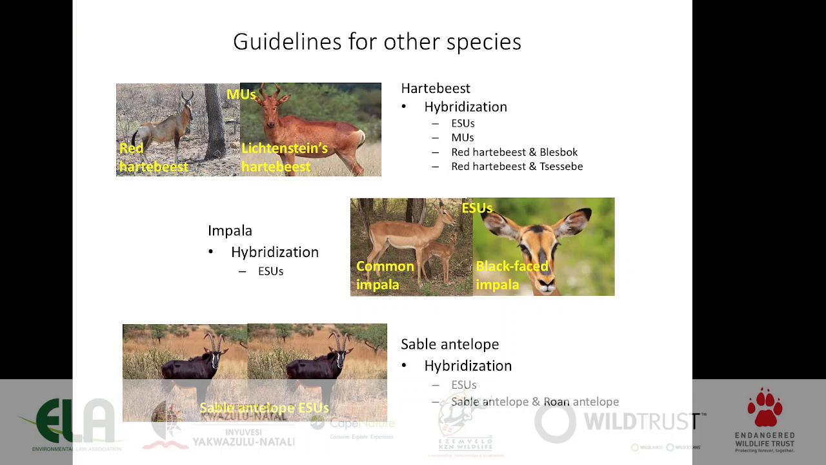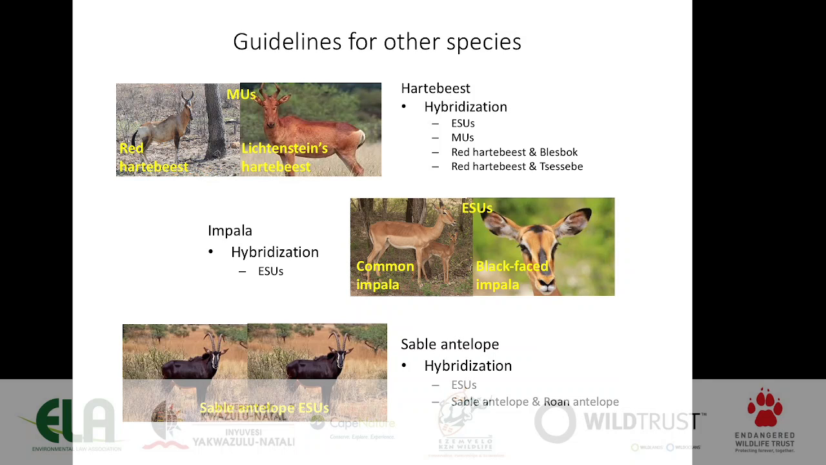We also compiled genetic management guidelines for the following species where hybridization might be a threat. For the hartebeest, 2 ESUs were identified, the northern and the southern ESU. Within the southern ESU, 2 MUs have been identified, the red hartebeest and the Liechtenstein's hartebeest. There is a threat of hybridization between the 2 MUs as well as between the ESUs. Therefore, the guidelines suggest that captive bred individuals and those on private ranches should be genetically tested to prevent inadvertent mixing of the ESUs or MUs.